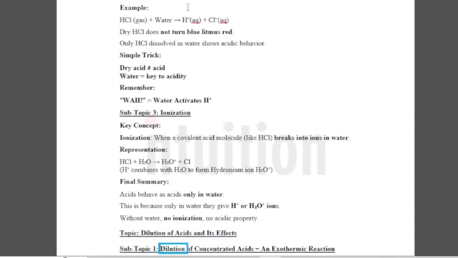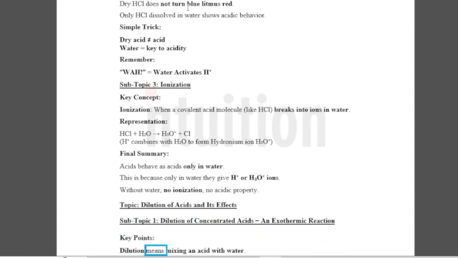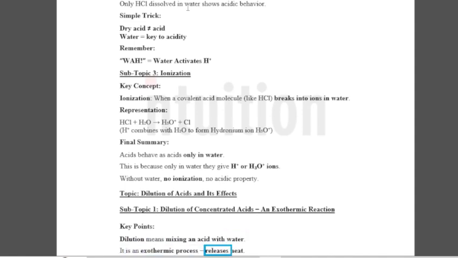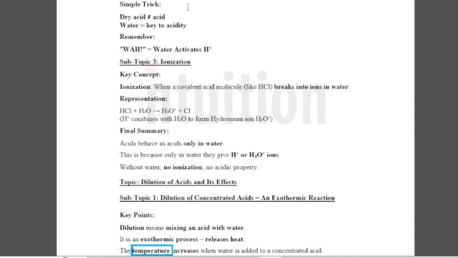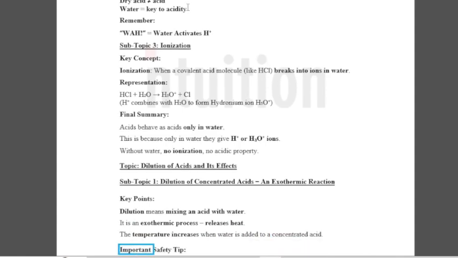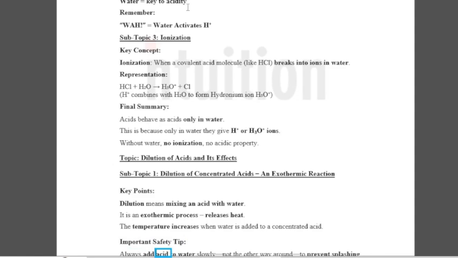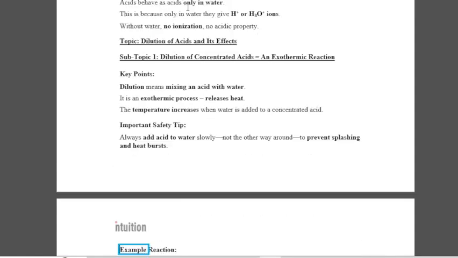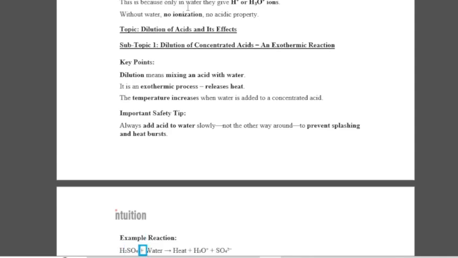Subtopic 1. Dilution of concentrated acids and exothermic reaction. Key points: dilution means mixing an acid with water. It is an exothermic process, it releases heat. The temperature increases when water is added to a concentrated acid. Important safety tip: always add acid to water slowly, not the other way around, to prevent splashing and heat bursts. Example reaction: H2SO4 plus water gives heat plus H3O+ plus SO4 2-.